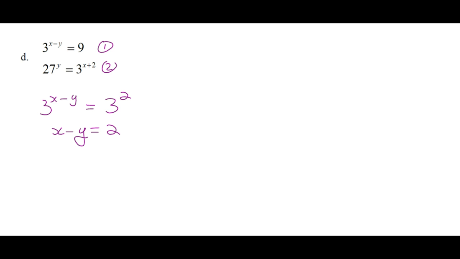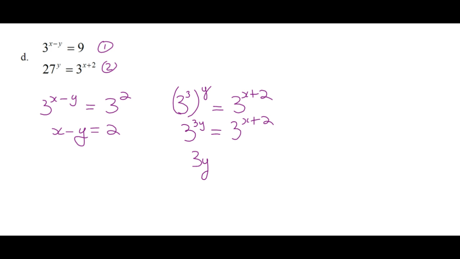The other, number 2, we're going to write 3 cubed to the y is equal to 3 to the x plus 2. So we're going to change the 27 to 3 cubed. So now we've got 3 to the 3y is equal to 3 to the x plus 2. So we get to write what? 3y equals x plus 2. So you can solve by, yeah, substitution would work nice, eliminations, whatever. Okay, so here, solve that system. You got a system, solve it.